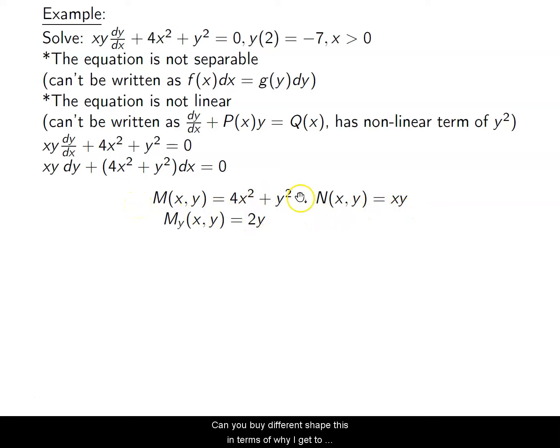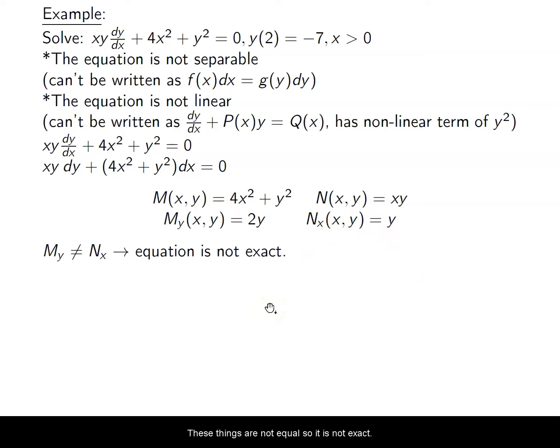Okay, if I differentiate this in terms of y, I get 2y. This is held constant, so it just goes away. If I differentiate this in terms of x, the y is held constant, and the x actually goes away here, and I get just y. These things are not equal, so it is not exact.